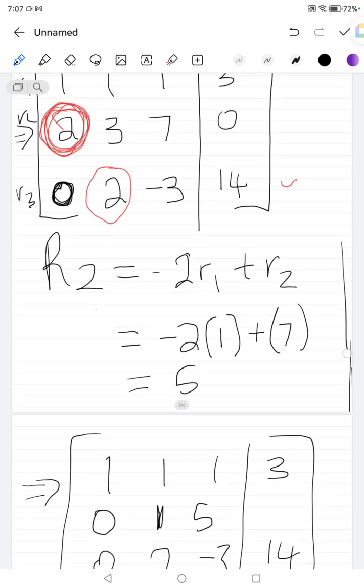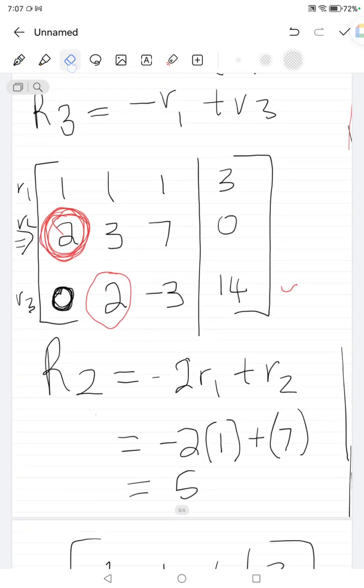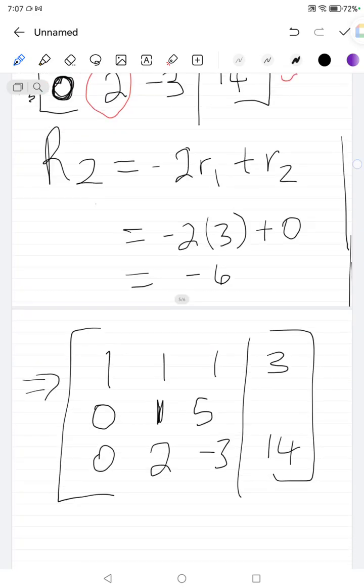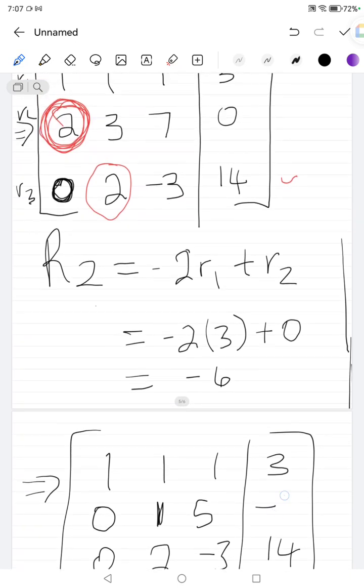Then you go and consider the last one. What do you have? You have your minus 2 into your row 1, the last column. Then now you have your 3 plus your 0. So it means now you're going to be having your minus 6. Then this side you have your minus 6.